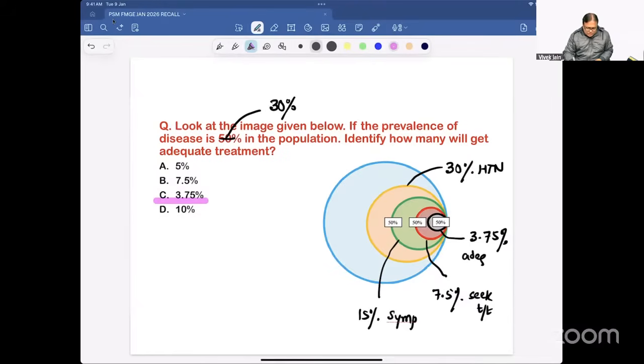Okay. I'm sure that this question was there. This has been confirmed by many students that 30% prevalence, and they asked how many get adequate treatment. Adequate treatment. Right? Okay. Yes, this is true for developing country also, developed country also. 3.75% will get adequate treatment. Innermost circle. Even if it was not so simple, they will have to mention that 15% get symptoms, 7.5% seek treatment, and 3.75% get adequate treatment. Any one of these three will become the correct answer.